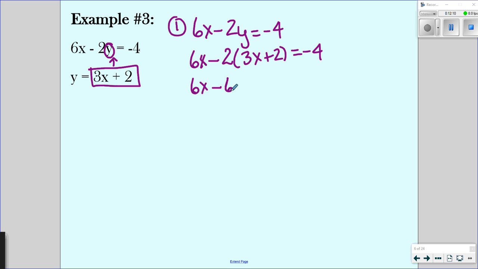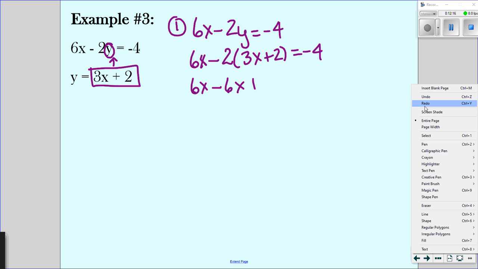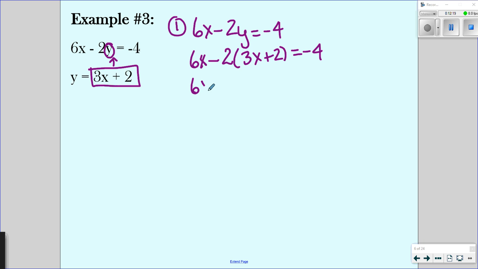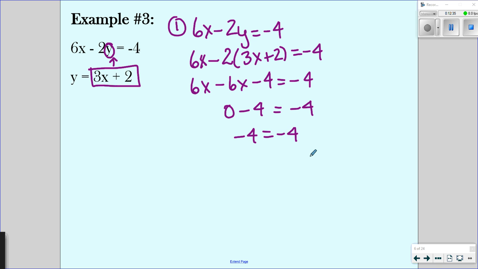So this would be -6x. And then this -2 times +2 is -4. And then I'm going to combine like terms. This gives me 0. This is -4. And then this is -4. Net minus 0 minus -4 is just -4. Okay, so yeah, -4 equals -4.